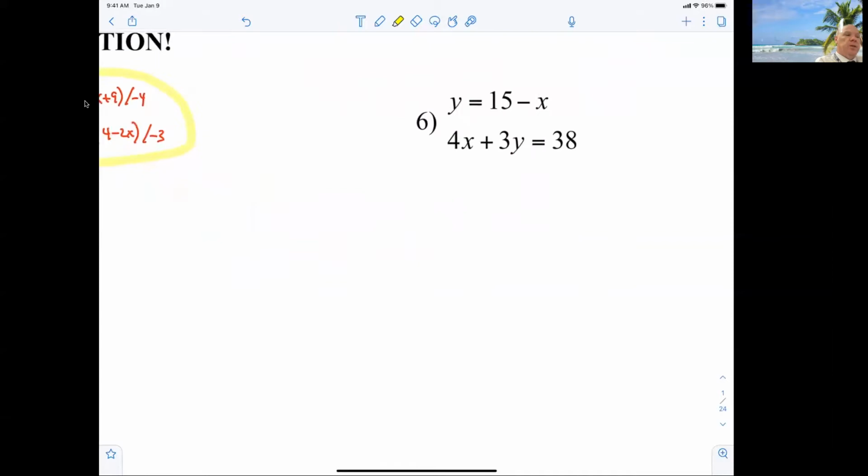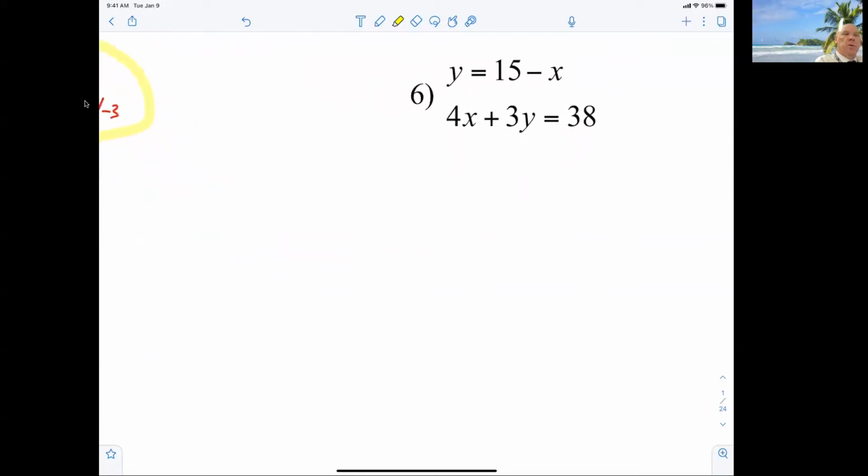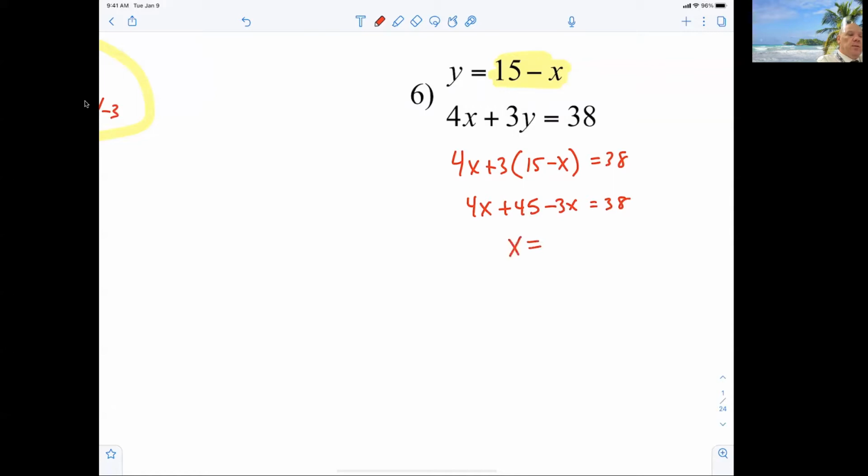All right, let's quickly look at number 6. If you can't find it, I want to help you, Davis. Number 6. Again, all we're doing is taking wherever we see a y and putting what? 15 minus x. So here we go: 4x plus 3 parentheses 15 minus x equals 38. Anybody have any questions with the substitution? And now it's just 4x plus 45 minus 3x equals 38. So after all that, x equals what?